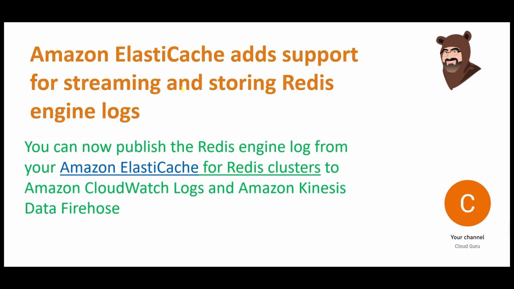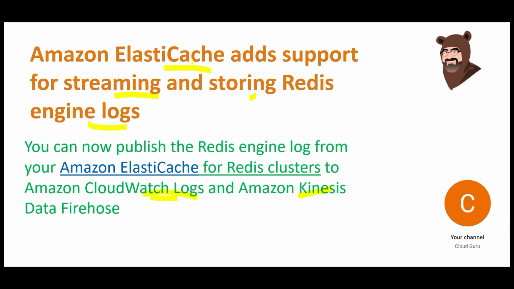And above all, there is a new feature in ElastiCache. Now it supports streaming and storing Redis engine logs. So earlier you were not able to stream these logs to CloudWatch and Kinesis Data Firehose. Now you can do it. Suppose you want to understand what is happening, what are the activities in that log, you can send it to CloudWatch logs. Earlier you were not able to send it.